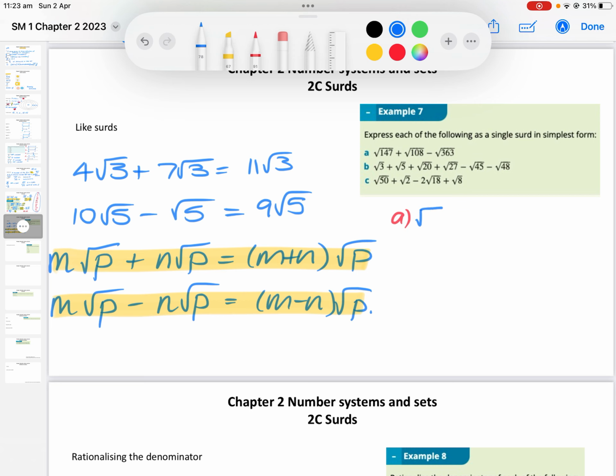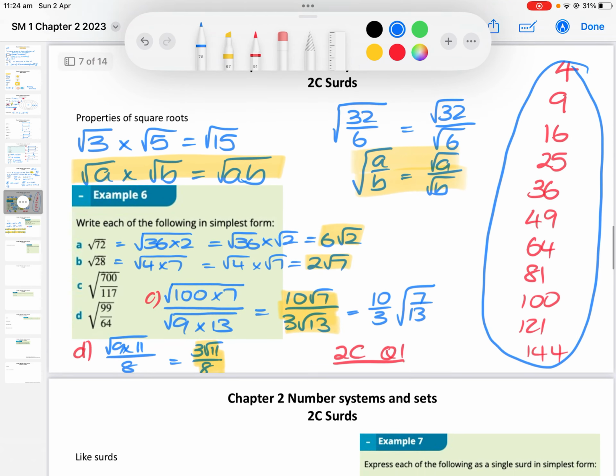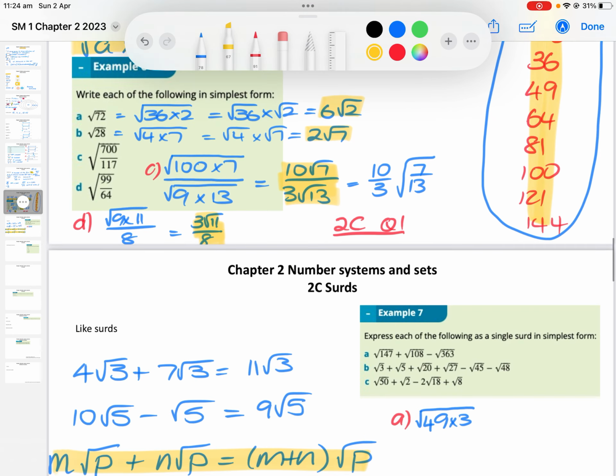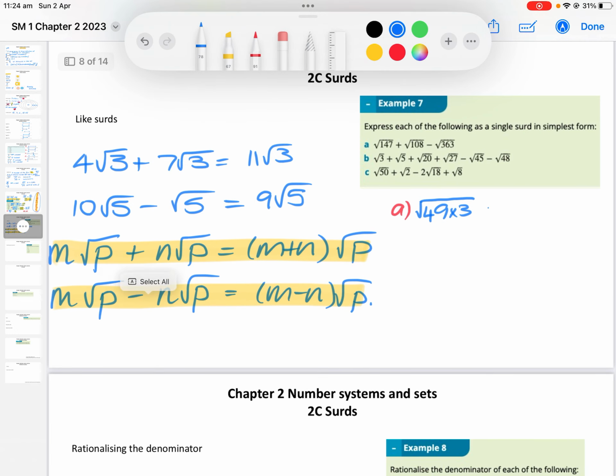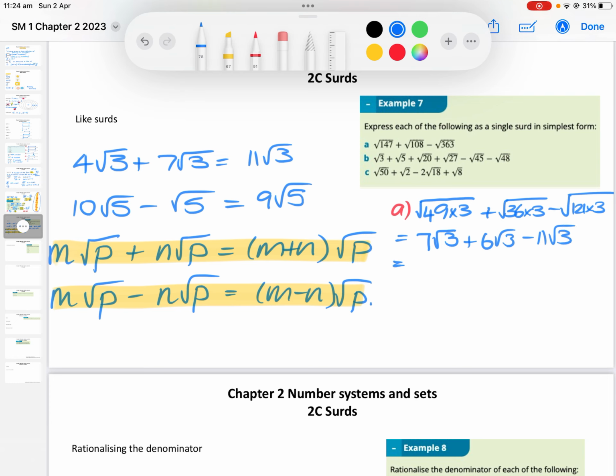So 147, of course that's 49 times 3, because remember I'm always looking for my perfect squares so that I can simplify them. And then 108, I can think that's 36 times 3. And 363 is 121 times 3. Takes a little while to think of those sometimes. The more you do it, the better you'll be. So it's 7 root 3 plus 6 root 3 minus 11 root 3. So 7 plus 6, 13. Take 11. My answer is 2 root 3.